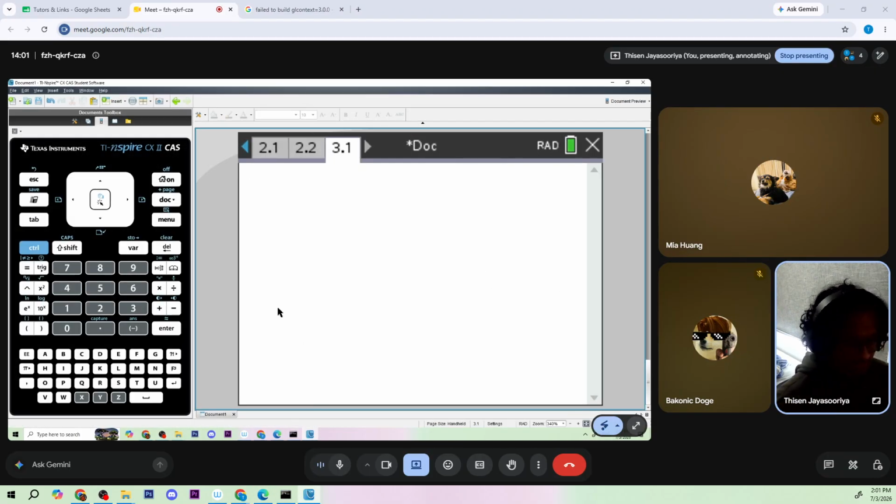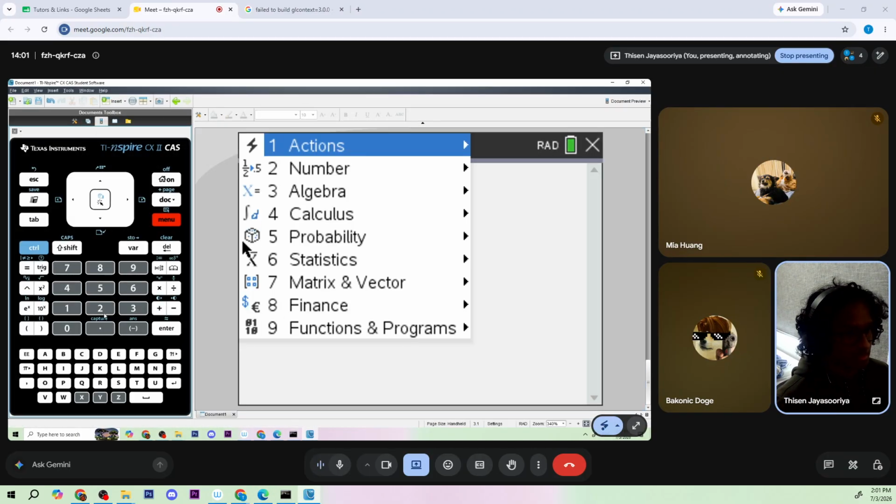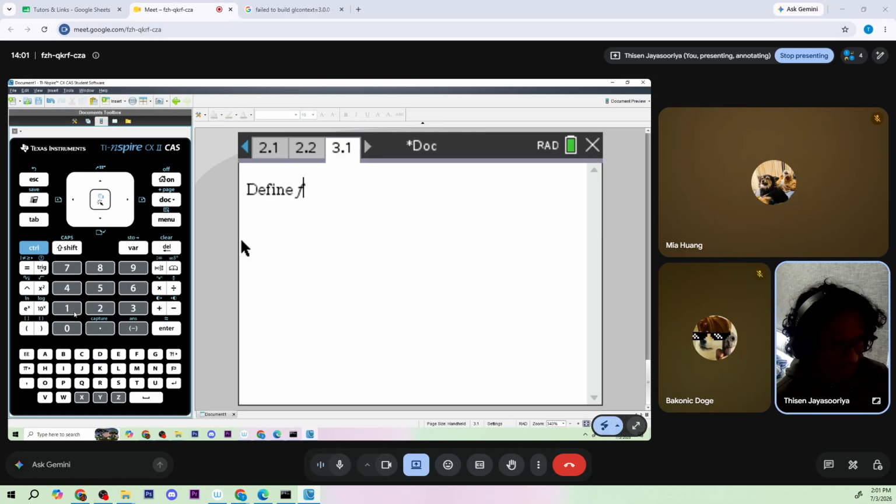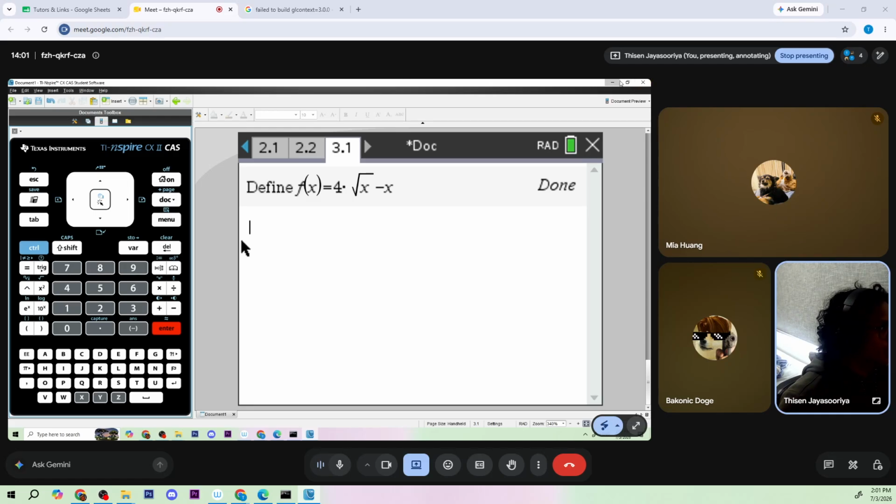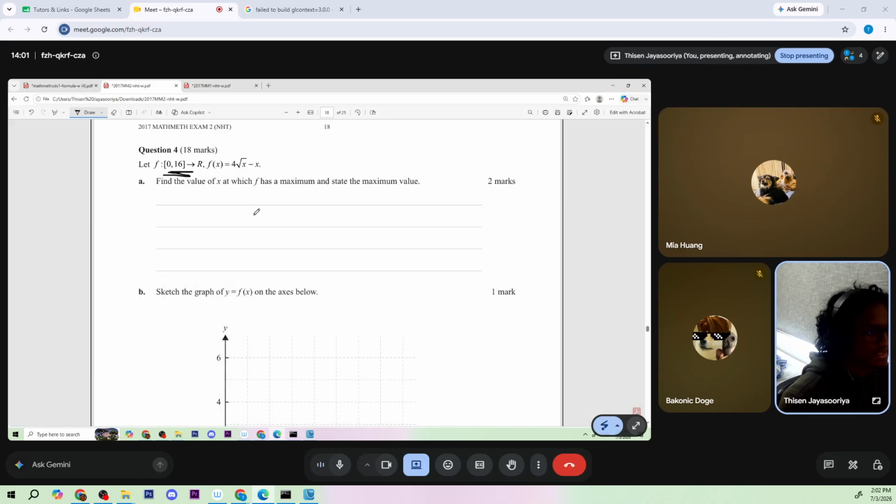Here, let me just define this function. So here I have menu 1, f of x equals 4 square root x take x. I'm pretty sure, take x. Do not define it with the domain. Just be mindful that this is the domain. Yeah?